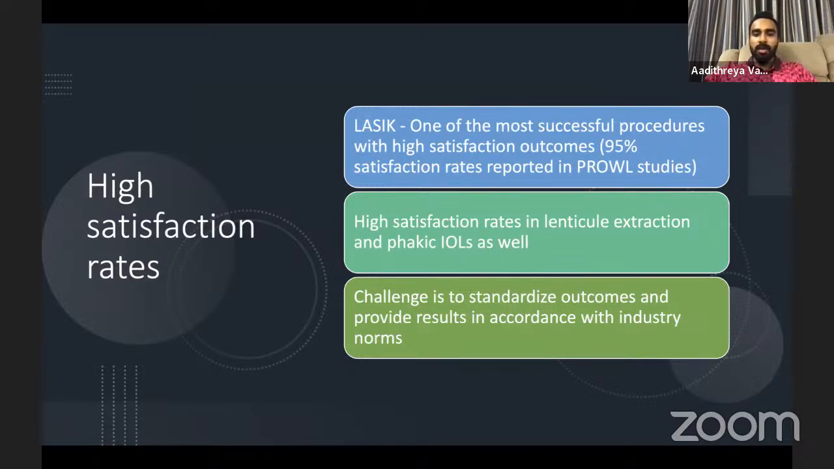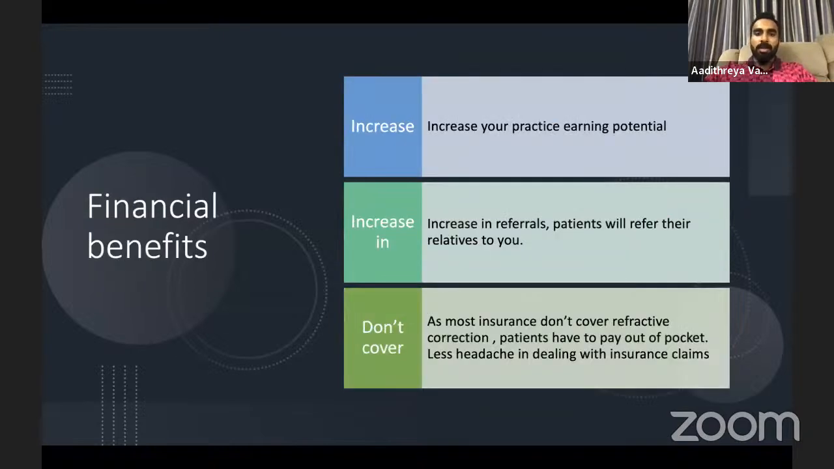These high satisfaction rates also are present in both lenticular extraction and in phakic IOL correction as well. The challenge we face as refractive surgeons is to standardize the outcomes and provide the results in accordance with industry norms. As we know, as results keep getting better and better, patient expectations are also higher. And the more they pay for a latest technology, the more the expectations are. So we have to meet those expectations. Of course, we can't play down the financial benefits. Of course, it will increase your practice's earning potential.